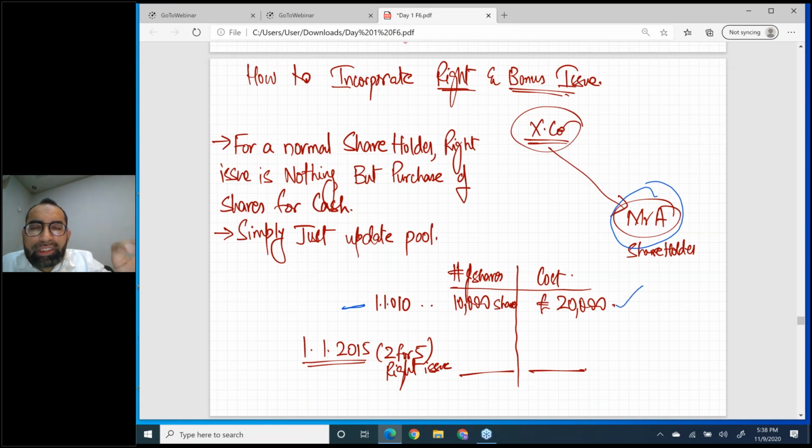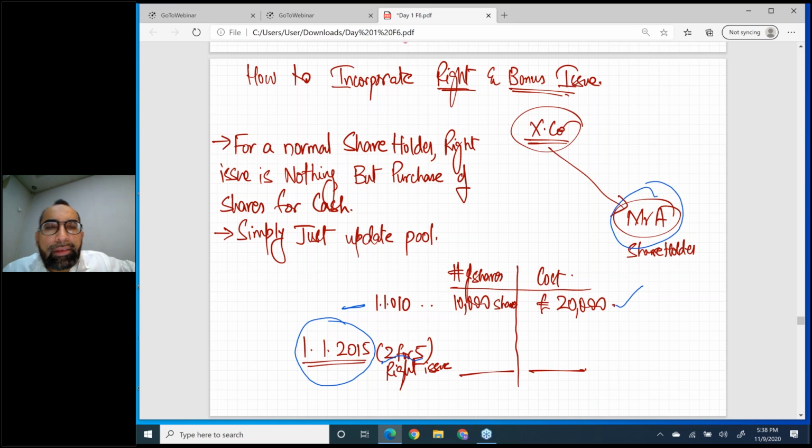Once you buy shares in any company, you become a shareholder. Now let us say after 5 years, this date is 1/1/2015, this X company offered a rights issue of 2 for 5. Look here, this X company offered a rights issue of 2 for 5.